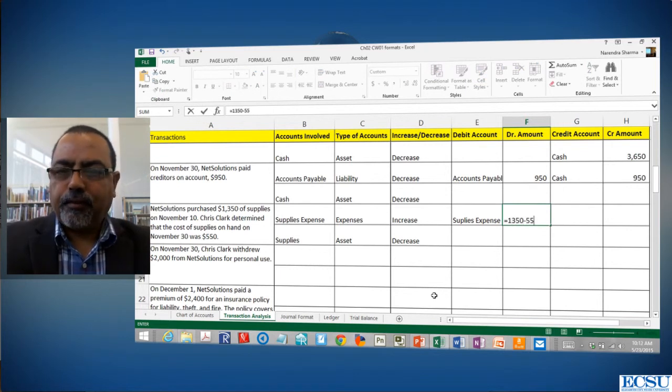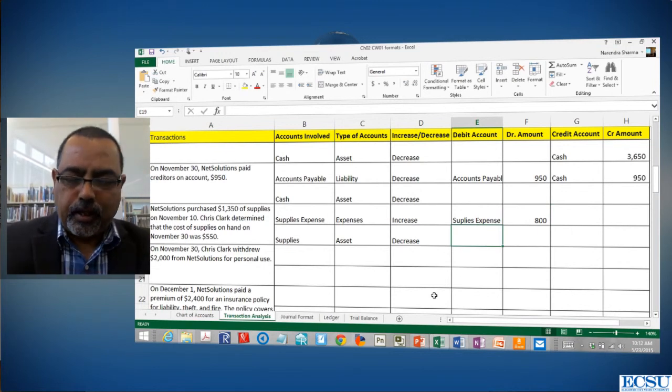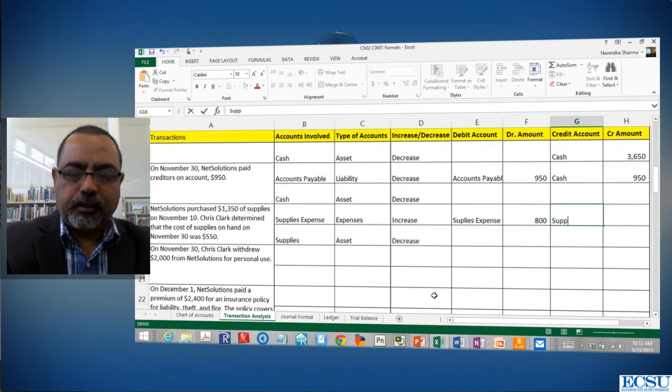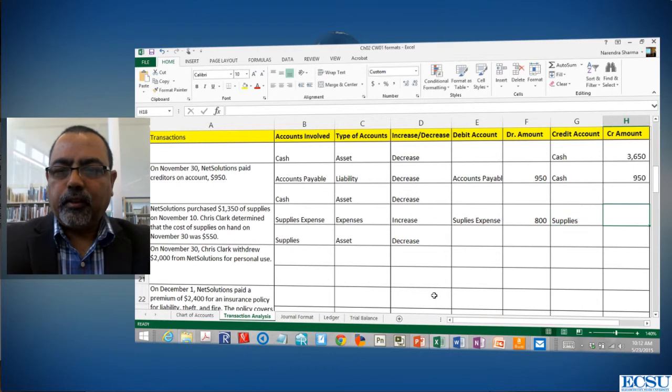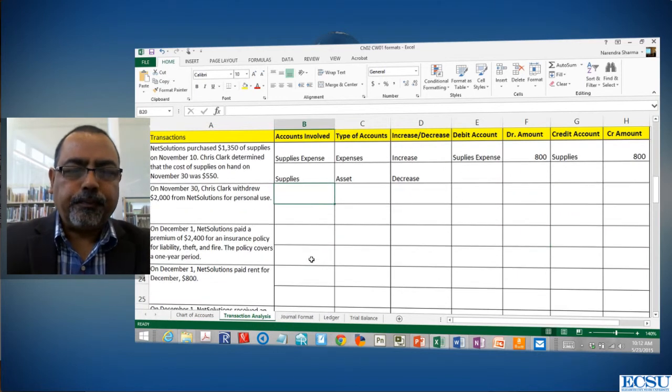1,350 minus 550 would be $800. So that is how we'll be handling that situation. Please understand that. And of course, supplies will also decrease from 1,350 to 550. So the decrease is 800. So that's how you handle that.